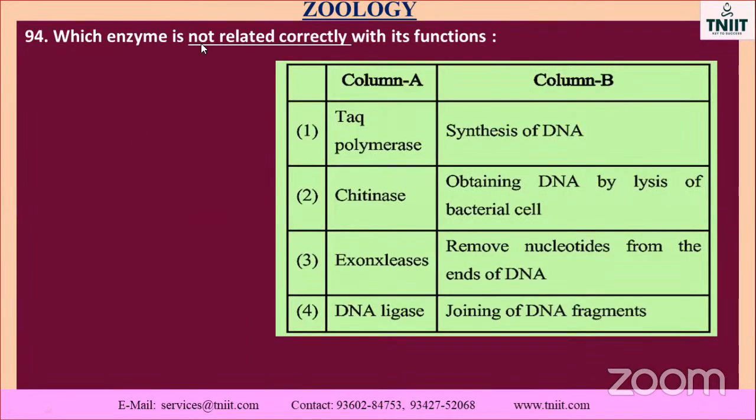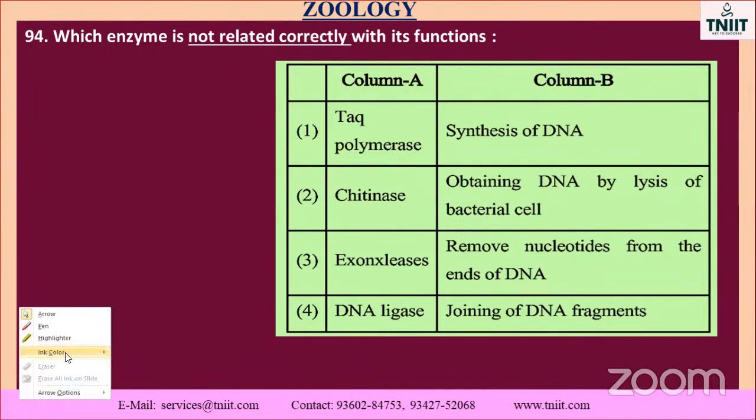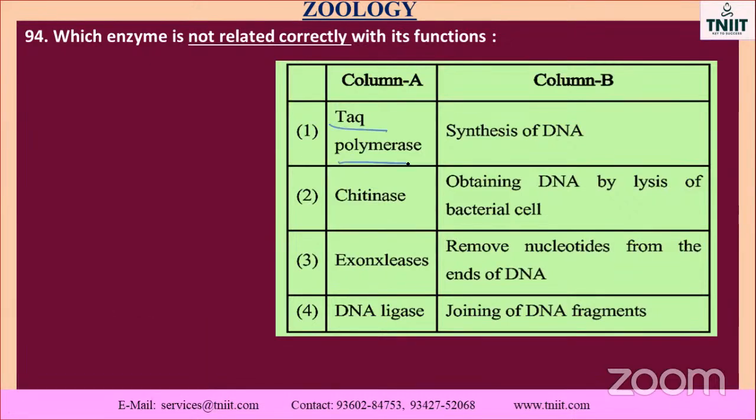So, which enzyme is not related correctly with its functions? Okay, so listen here, not correct, wrong answer. Just to see it, very, very important, my dear students. Very, very important. Chitin synthase is essential for the synthesis of chitin. It's the correct one. Chitin, just imagine, chitin is mostly found in which one? You know, fungi only. So the answer is this one.